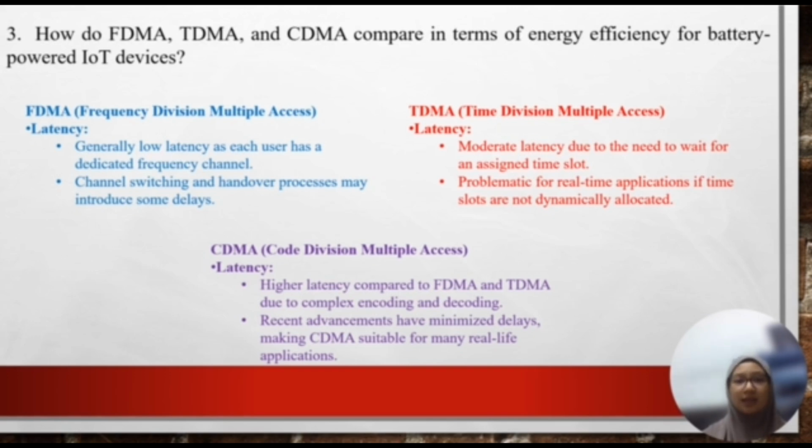For the TDMA, moderate latency due to the need to wait for an assigned time slot, problematic for real-time applications if time slots are not dynamically allocated. And for the CDMA, higher latency compared to FDMA and TDMA due to complex encoding and decoding. Recent advancements have minimized delays, making CDMA suitable for many real-life applications.